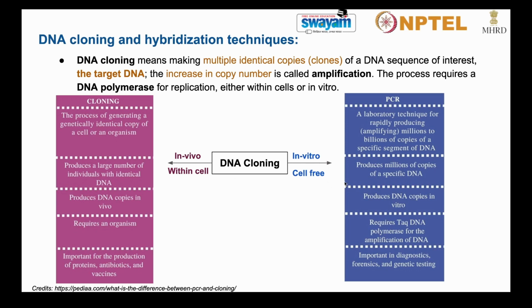As it is a cell free method, that means it is occurring in the lab. So it is a laboratory technique for rapidly producing or amplifying millions to billions of copies of a specific segment of DNA.